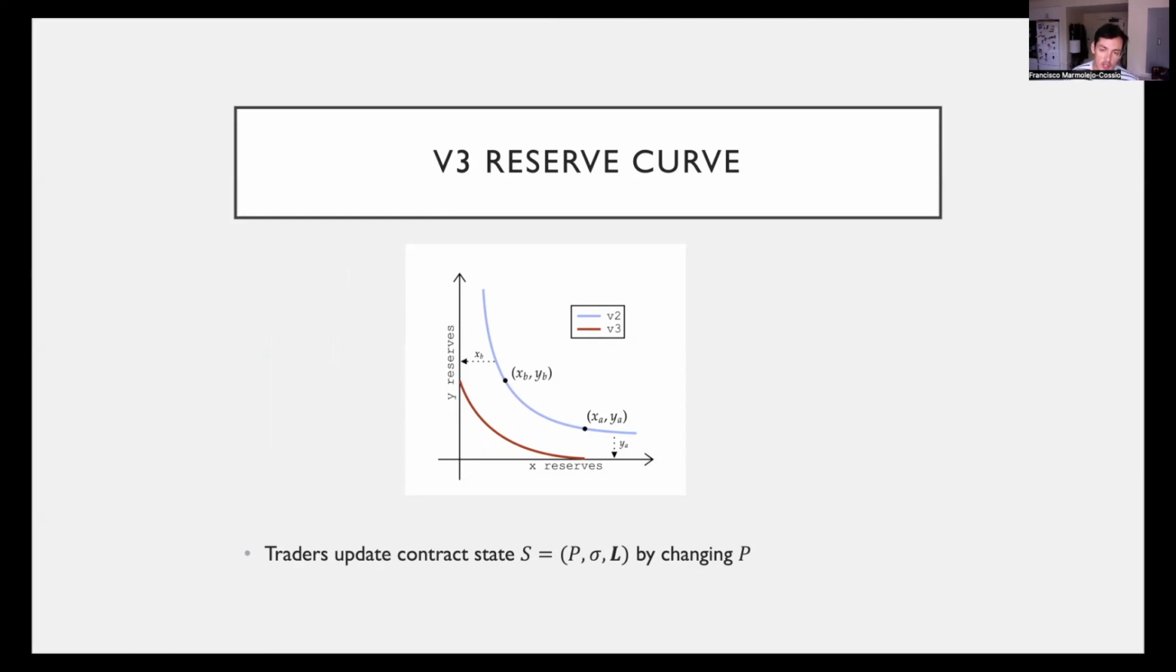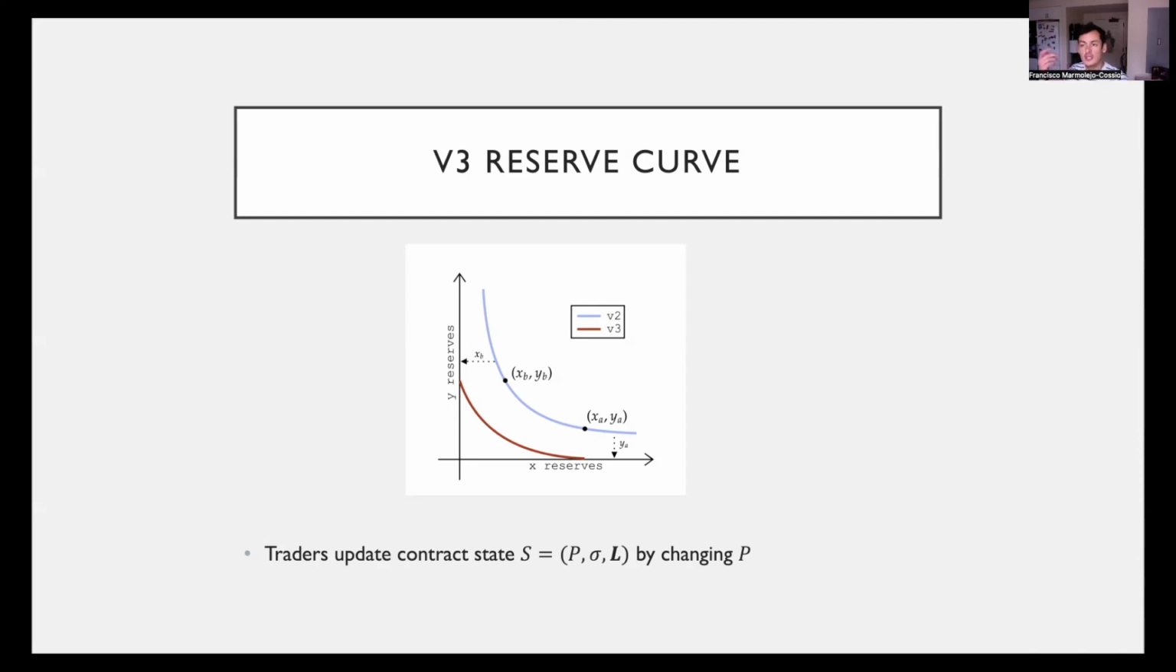And this picture really is showing prices ranging from point A to point B, the right-hand black point being the lower price and the upper one being the larger price. As prices range between those points, we take the V2 curve and map it via an affine transformation to the V3 curve, which is the red one that we see right here. And trading along the V3 curve while the price is in the bucket is the same thing as moving along this red curve.